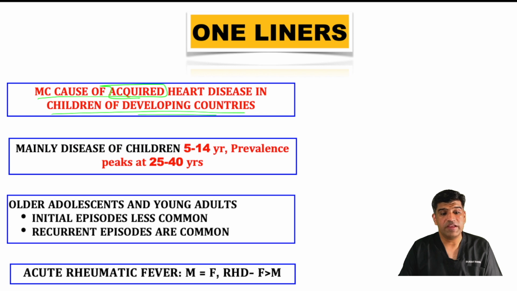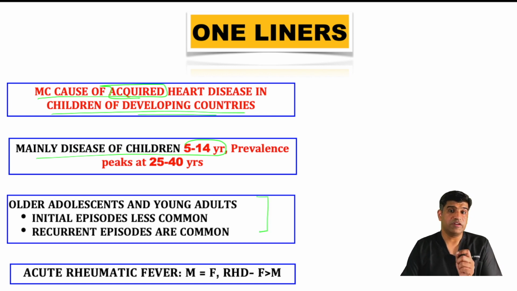It is mainly a disease of children 5 to 14 years of age, although the prevalence peaks at 25 to 40 years. But the primary infection, the primary pathology, starts at the age of 5 to 14 years. Older adolescents and young adults tend not to have initial episodes. They have recurrent episodes. In this age group, the initial episode is rare. The initial episode is usually at the age of 5 to 14 years.